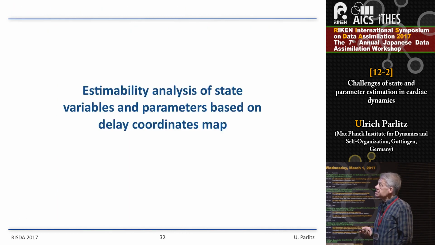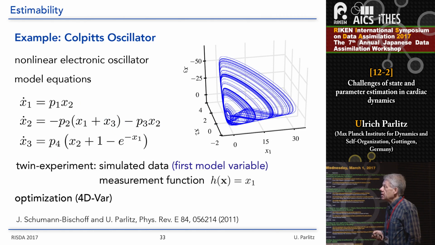Now let me go to my last point, the estimability analysis of state variables. I want to motivate this with a simple example, which has nothing to do with cardiac dynamics, but maybe it's good for illustration purposes. We have here a three-dimensional chaotic electronic circuit, which produces a chaotic attractor. We take the first variable as our signal.